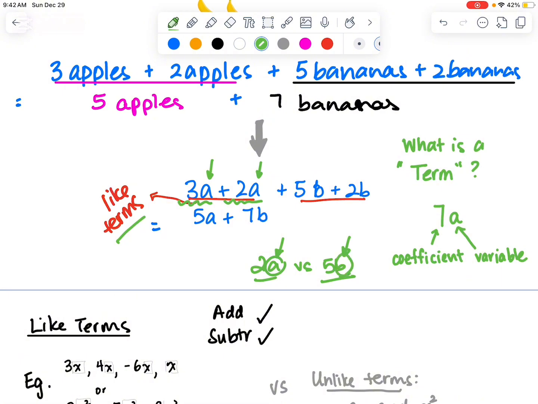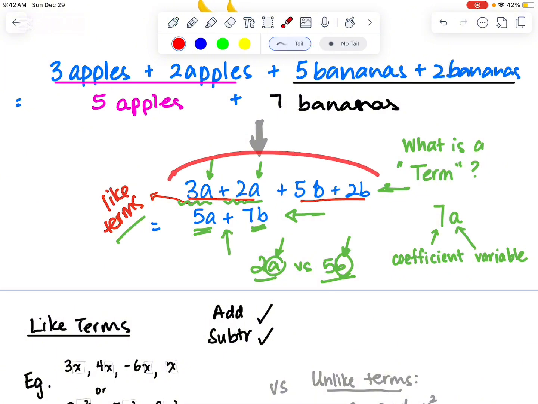Okay, so hopefully you're able to see what a term is. Basically, each term, if I've got it linked together with a number of different things, each term is separated by a plus or minus. So in this question here, if I don't simplify it, I'm just looking at the way it's written here, I've got 1, 2, 3, 4 terms. These 2 were considered like terms. And so 3 apples plus 2 apples gave us 5. 5 bananas plus 2 bananas gave us 7 bananas. And so that's how we did that.